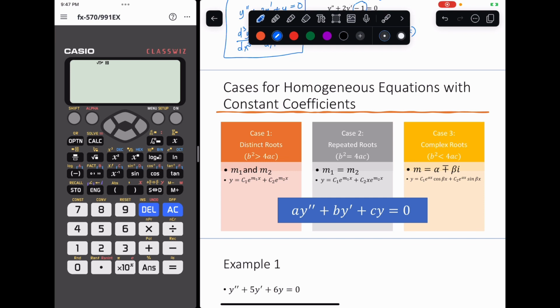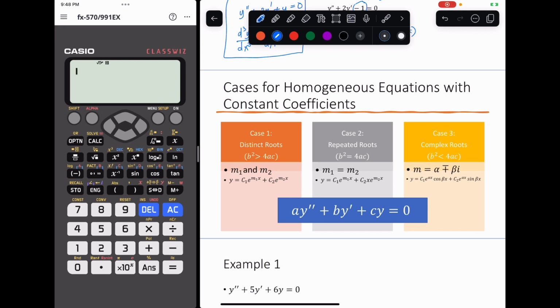In this case, there are two roots involved, and the two roots can be classified into three cases. The first one would be distinct roots, meaning the first root is not the same as the second root. Those are real roots. For case 2, the roots are repeated, meaning the two roots are the same real roots. And for case 3, the roots are complex roots, so it has the real part and the imaginary part.